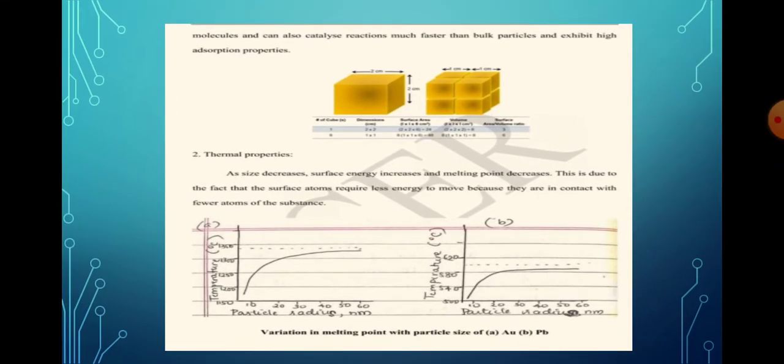Next, thermal, meaning heat, properties. As the size decreases, surface energy increases and melting point decreases. Due to this, surface atoms require less energy to move because of contact with neighboring atoms of the substance. That is thermal properties. Here the diagram shows whether the radius increases or decreases.